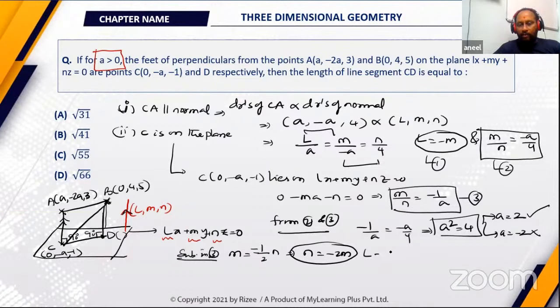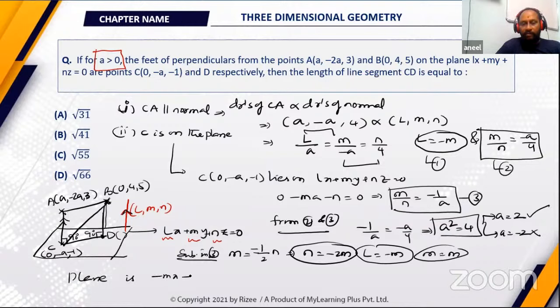L is already minus m. From here, equation 1, m is anyway m. So what does the equation of plane become? The plane equation is Lx plus my plus nz is equal to 0. That's nothing but x minus y plus 2z is equal to 0. So now, instead of finding out d, I'll find out the perpendicular distance BD.